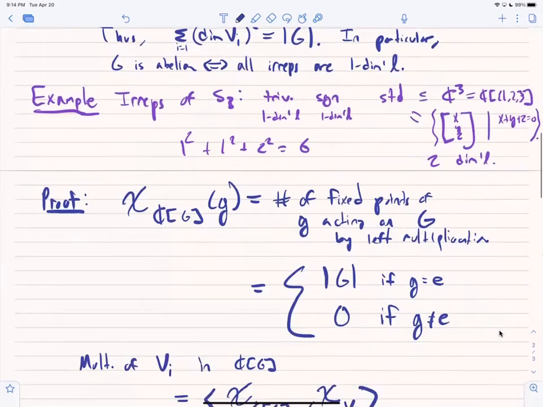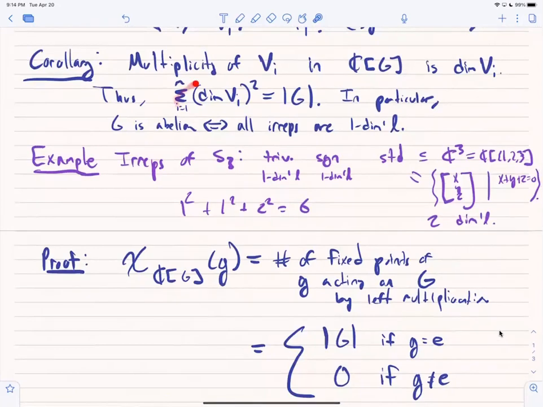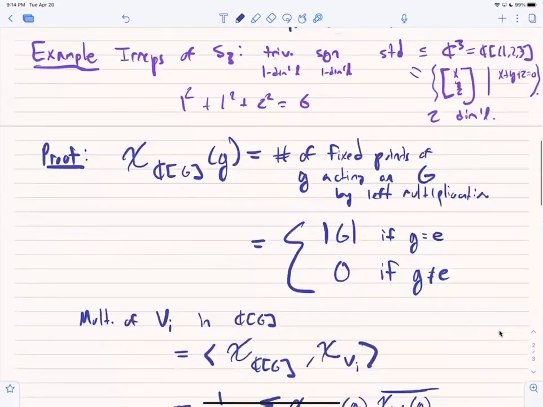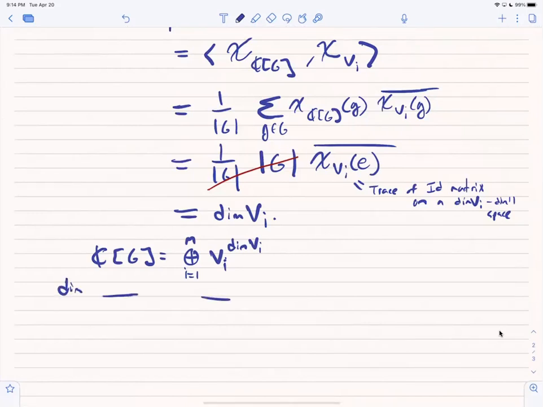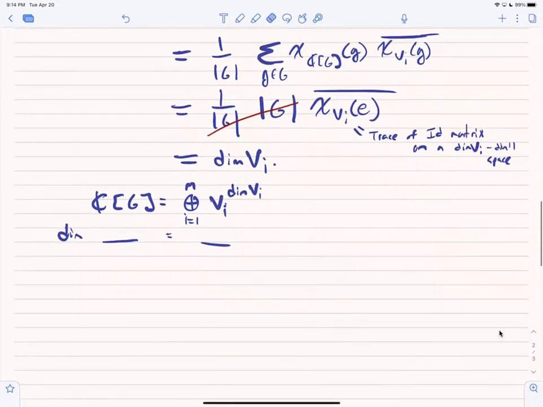But now we want to get this numeric result, and we get that by adding dimensions. Because now CG is equal, as a vector space, to the direct sum from i equals 1 to m over our irreducible representations Vi, and each Vi appears dimension of Vi times. So the dimension of the left-hand side is equal to the dimension of the right-hand side.